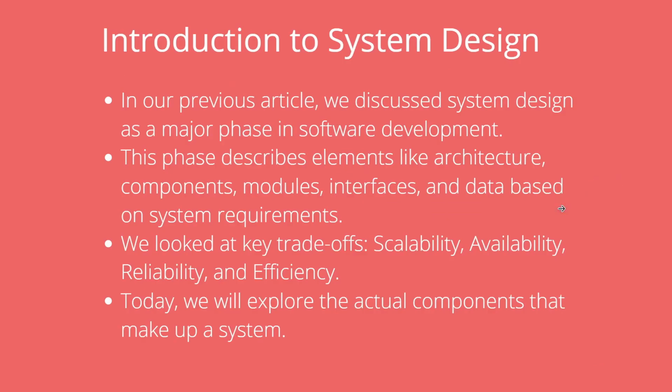In my previous presentation, we introduced system design as a major phase in software development where we define the actual components that make up a system, things like the modules, interfaces, and data based on the gathered system requirements. We also looked at the trade-offs, things that we can trade off, such as how the application is going to scale, fault tolerance, availability, reliability, and so forth. Today, we are going to explore the actual components that make up a system.